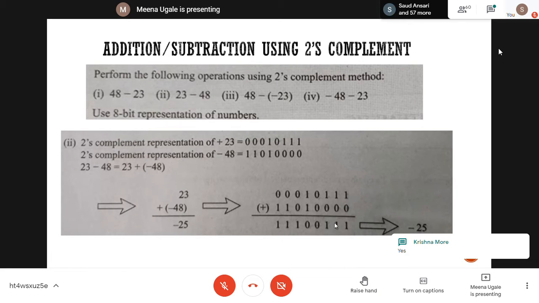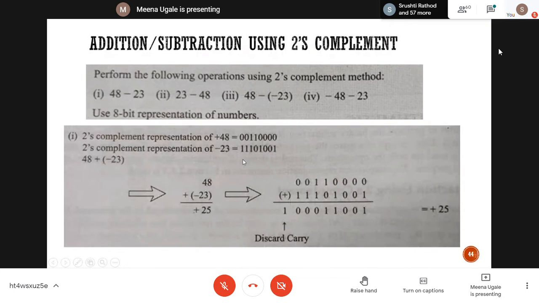Okay, see, those who are having doubt here, one more time I am explaining. We are going for 23 minus 48. 23 minus 48 means what do you have to do? 23 plus the 2's complement representation of minus 48, we are going to add it up. So the binary representation of 23 will be this one, 00010111. Whereas how will you represent minus 48? Plus 48 in this example we have represented here: 0, 0, 1, 1 and 4 times 0.